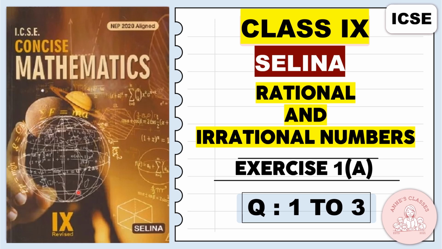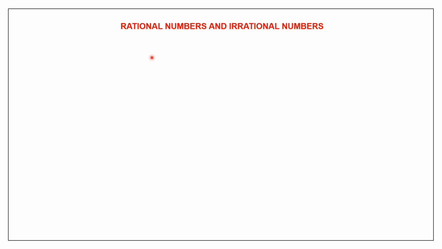Let's do chapter 1, Rational and Irrational Numbers, exercise 1A. So rational and irrational numbers. Now before we start the exercise, let's quickly go through what rational numbers are and what irrational numbers are.